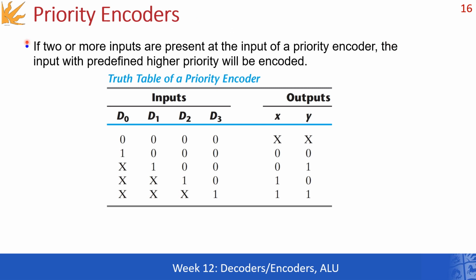Now, let's jump to priority encoders. What is a priority encoder? Well, it's a circuit that compresses multiple binary inputs into a smaller number of outputs. And in order to make this work, if two or more inputs are present at the input of a priority encoder, then the input with a predefined higher priority is going to be encoded. This is reflected in the truth table that you see over here. This means that only the bits with a higher priority are encoded and the ones with less priority are not encoded.